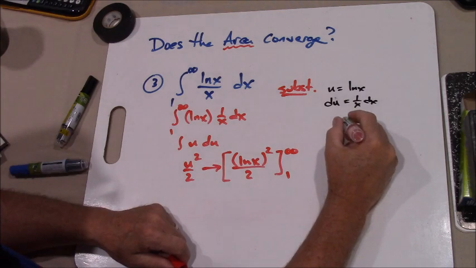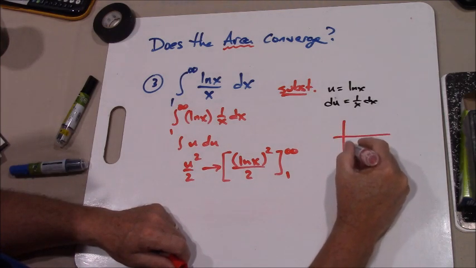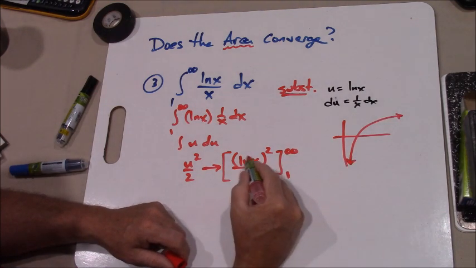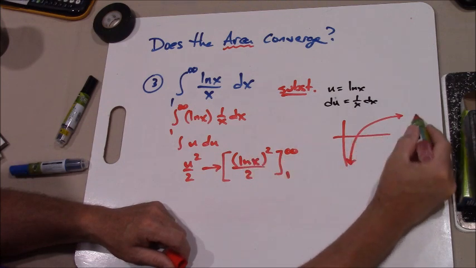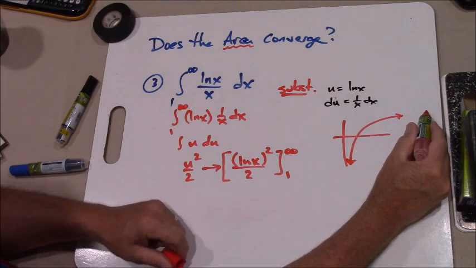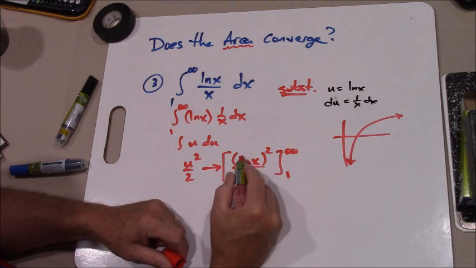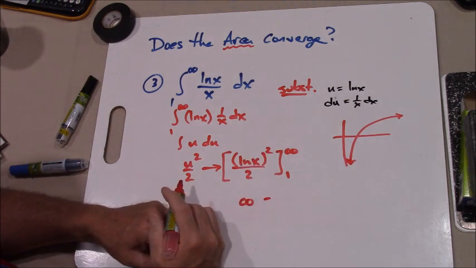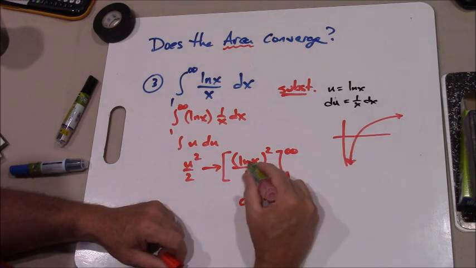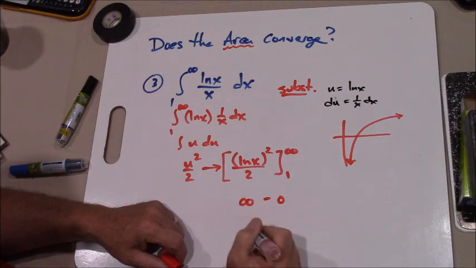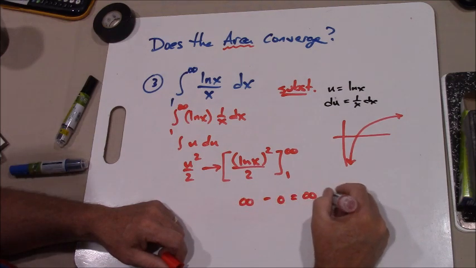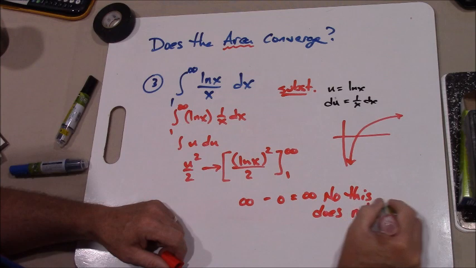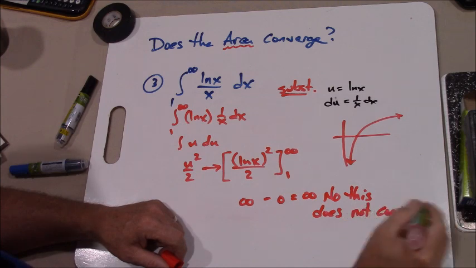So let's see, the graph of a natural log, I don't know if you guys remember what this looks like, but it looks like this. And so if I'm plugging an infinity into here, that means go way out here. Well, this thing just keeps on going up forever. Not very fast, but it does go up forever. So this eventually will become infinity squared. I got infinity over 2 minus what I get when I plug in a 1. Plug in a 1, natural log of 1 is 0. So it looks like my answer is infinity. So I would say no, this does not converge.